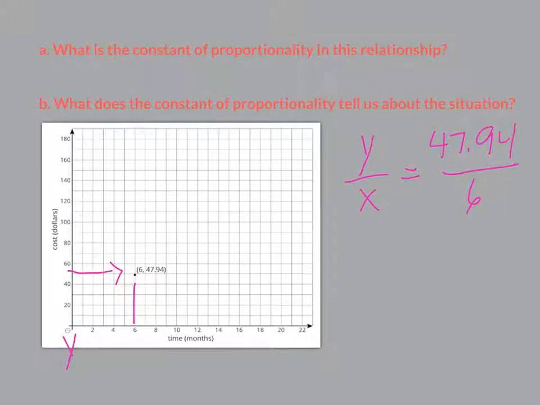Go ahead and use those calculators, and you should find out that y divided by x is $7.99. So the constant in this relationship, constant of proportionality, is $7.99.